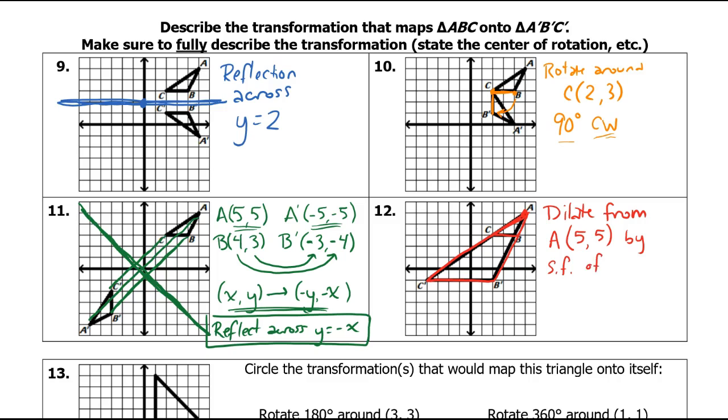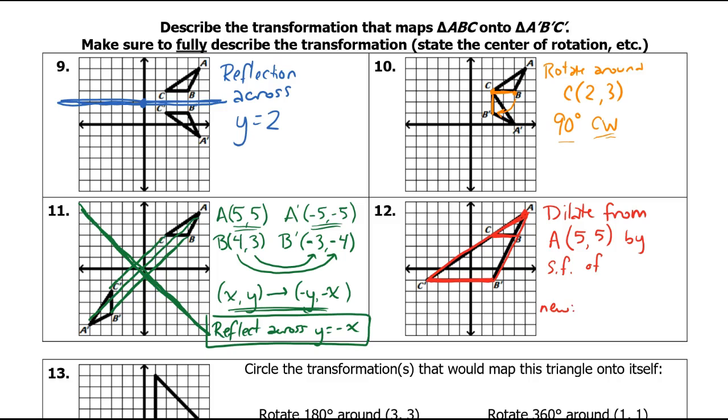To determine that, any transformation, any dilation specifically, should do the same thing to all of these points and to all of the sides. So I'm just going to choose a side that's easy to work with. BC is horizontal, so I know exactly how long it is. It's 2 units long. B prime C prime, of course, is also horizontal, so I can tell easily that it's 6 units long.